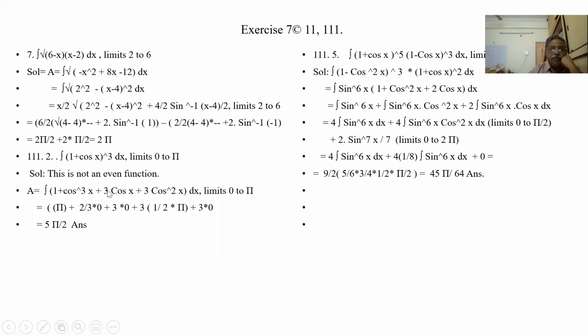So integral of 3 cos x is 3 sin x, from 0 to pi, sin x is 0. So here also the last term, sin x, will come. Integral of sin x from 0 to pi is 0.